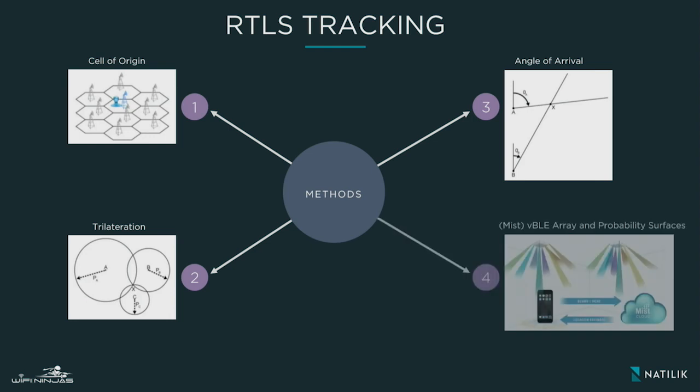The marketed accuracy for angle of arrival is 1 to 3 meters, and XY coordinates are calculated. Okay, and last but not least is the implementation of vBLE arrays from Mist. So this is actually quite cool.